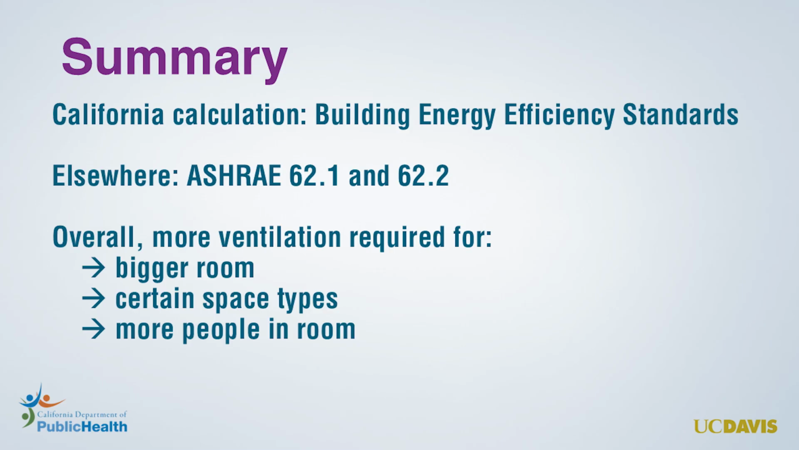Keep in mind that this minimum ventilation rate calculation method is specific to California. In most states, standards from the American Society of Heating, Refrigeration, and Air Conditioning Engineers, or ASHRAE, known as Standards 62.1 and 62.2, are followed. While the calculation process in ASHRAE standards may differ slightly, the outcomes are typically comparable. In general, larger spaces, specific types of environments, and areas with higher population densities require more ventilation.